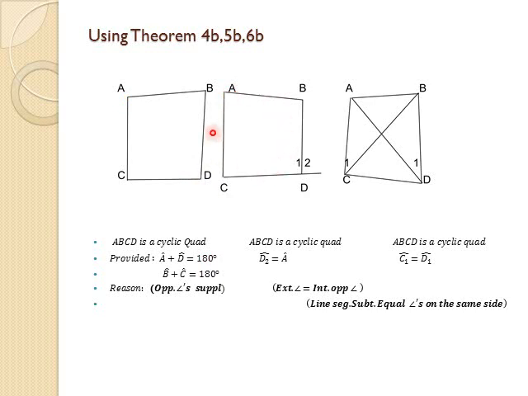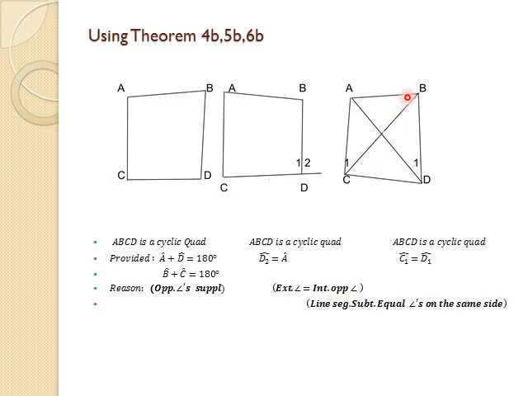Then we can also test you via theorem 6b. I'm going to use the converse of exterior angle equals interior opposite angle. So for ABCD to be a cyclic quad, I have to prove that angle D2, the outside angle there, must equal the opposite interior angle. And my reason for stating why it's a cyclic quad would be: exterior angle equals interior opposite angle.